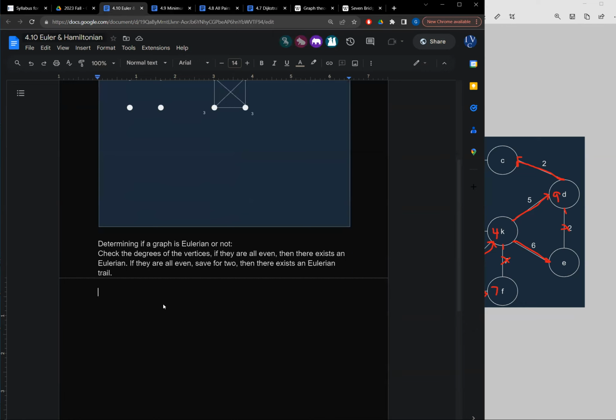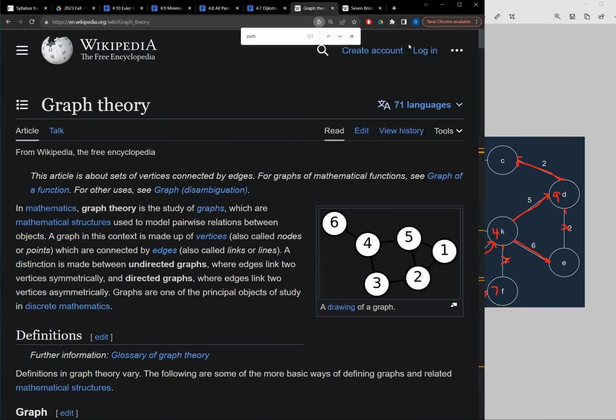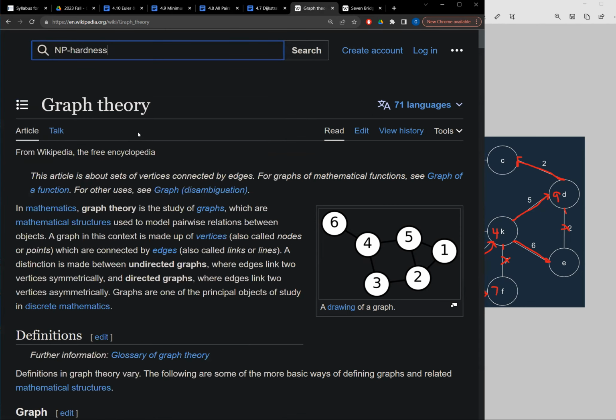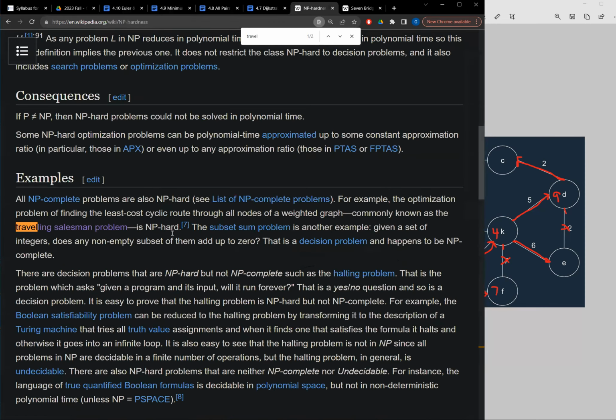Okay, Hamiltonian: determining if a graph is Hamiltonian is NP, and let me go ahead and grab that link from earlier. I guess we actually are going to get to that tonight. Apparently I misjudged things. All right, so NP. And we have the traveling salesman. So grab those links.